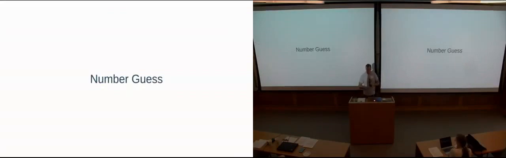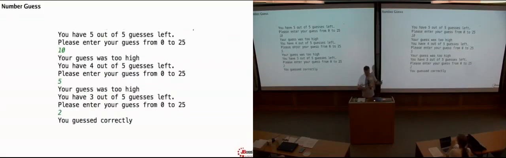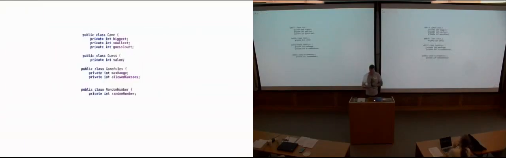So we're going to start with the simplest example, which is number guess. So you have 5 out of 5 guesses, and please enter your guess from 0 to 25. So I put in 10. I got quite lucky, actually. I generally did manage to guess this the first time round. So I put in 10, 5, 2. You guessed correctly. So what does a game look like?